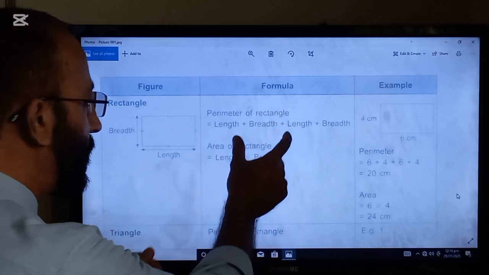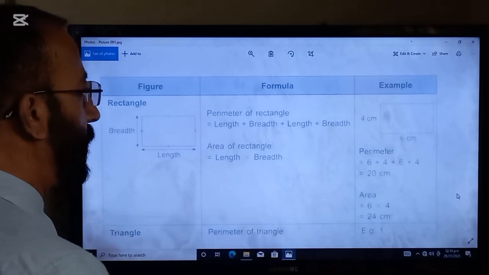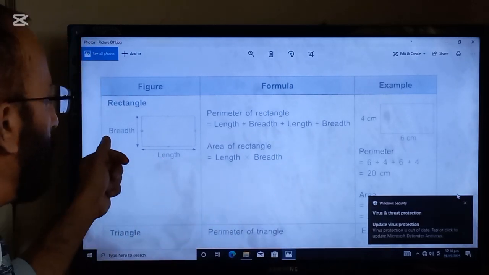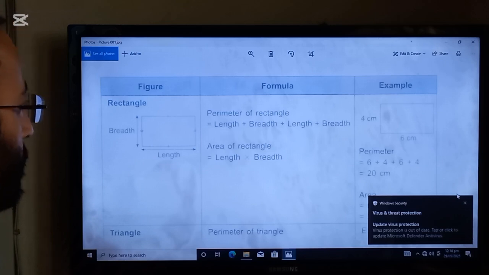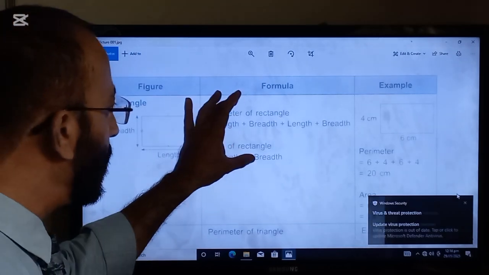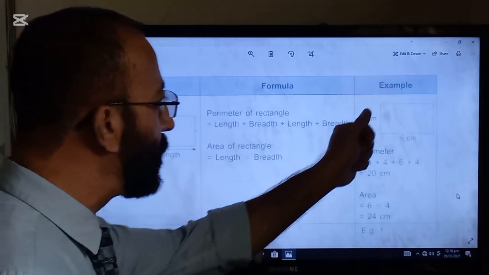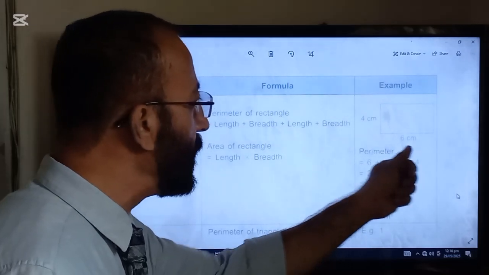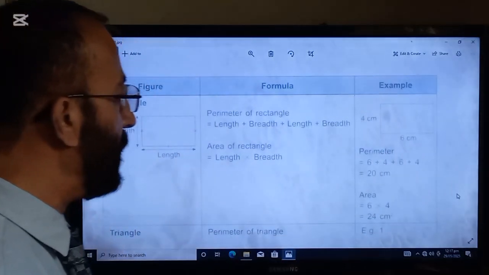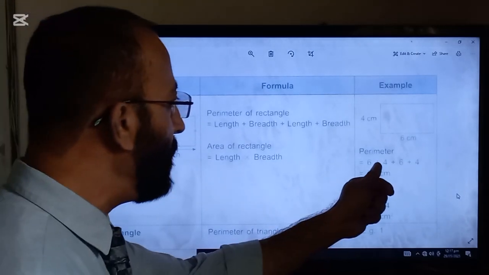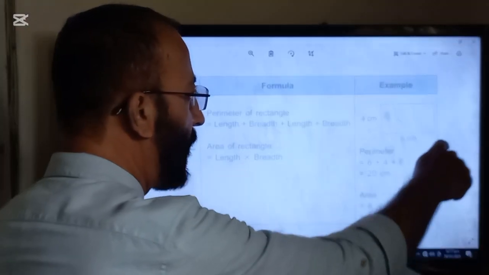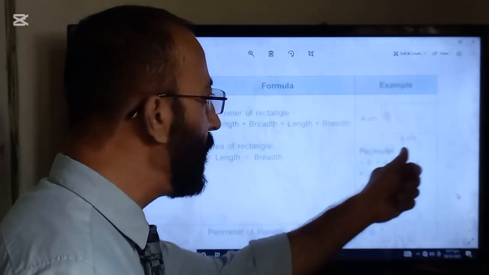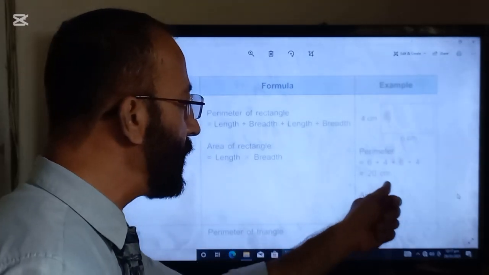And other formula for this is 2 into length plus breadth. And the area of the rectangle is length multiplied by breadth. Now, these concepts will be explained through an example. Here is a rectangle that is having a length 6 centimeter and a breadth 4 centimeter. The perimeter will be sum of outer boundaries, that is 6 plus 4 plus 6 plus 4. That will be equal to 20. Centimeter is the unit, so 20 centimeter.